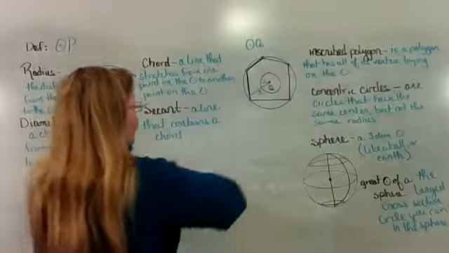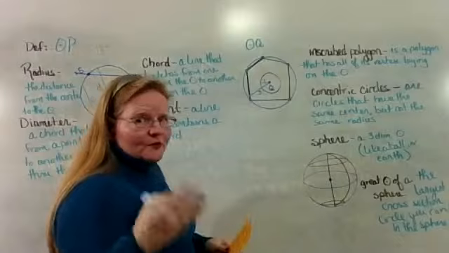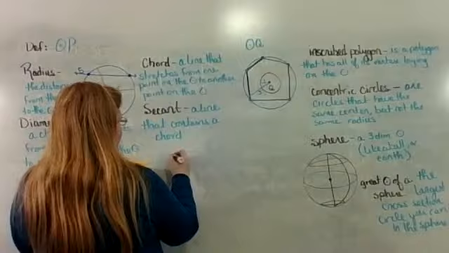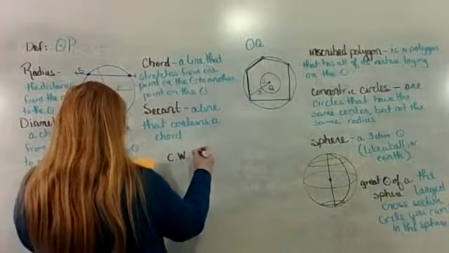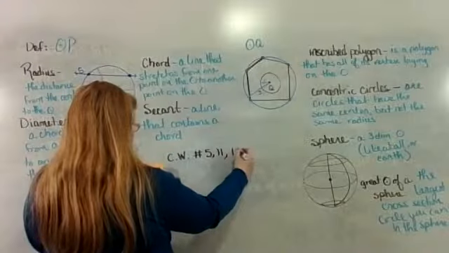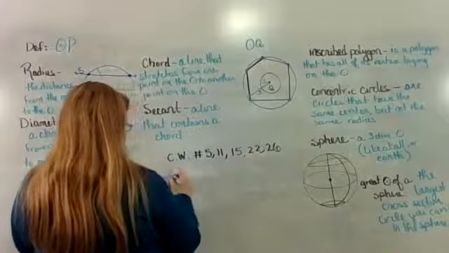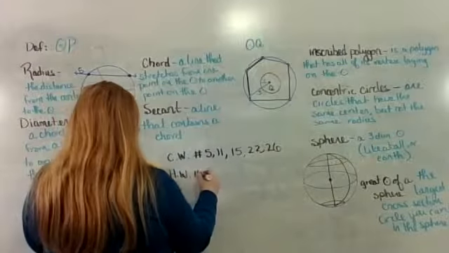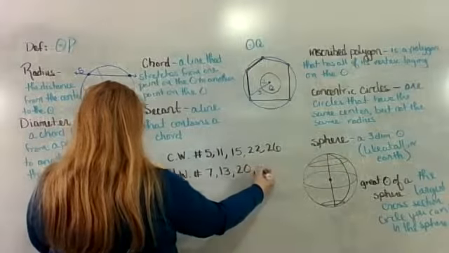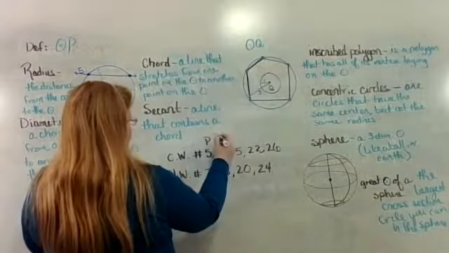So the classwork and homework, which I would go ahead and suggest you do at the same time to speed things along. Classwork is numbers 5, 11, 15, 22, and 26. Homework is numbers 7, 13, 20, and 24. And all of these are located on page 355.